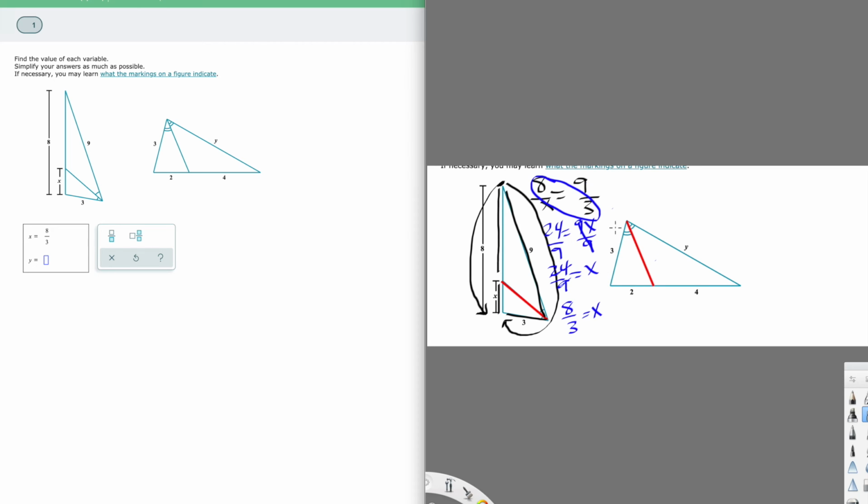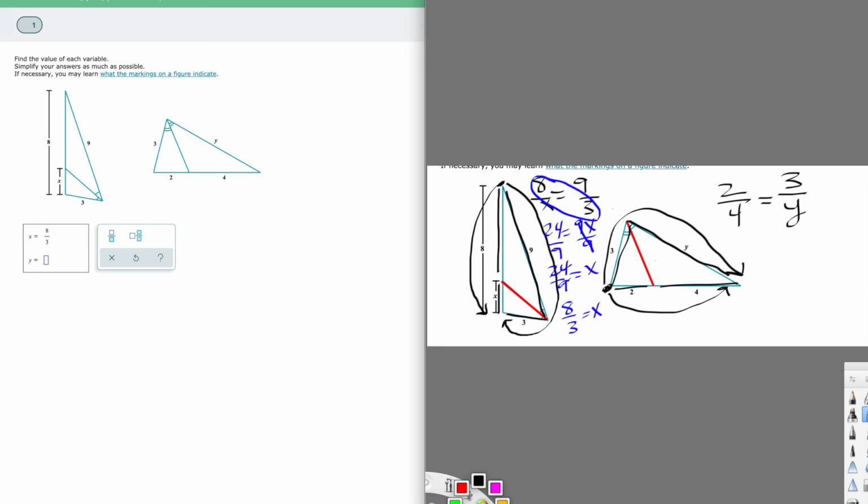So we have our divider here, so we're going to go across. I'm just picking this vertice. I could have picked the other one. It really doesn't matter. So I have 2 over 4, because first length over second length, equals, now I'm going to go over this one, first length over second length, so 3 over y. And now that I have it set up, I can go ahead and start solving. So I have 2y equals 12, and if I divide by 2 on both sides, I get y equals 6. So this one I don't have to worry about reducing, it's just 6.